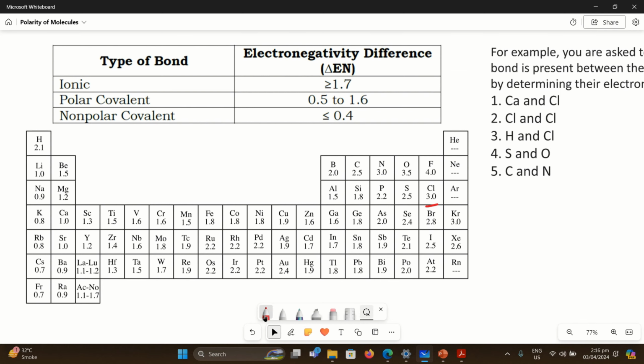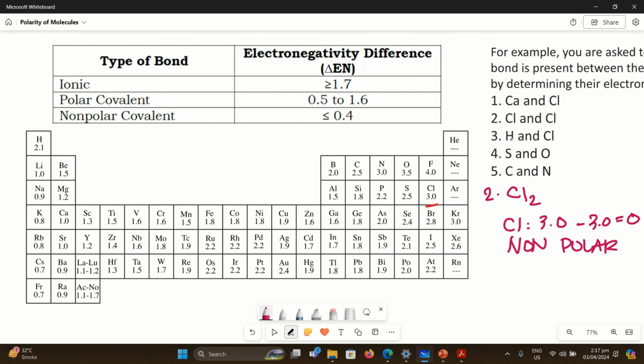Okay, number 2 is Cl. So it can be like this, that is its bond. Cl is 3.0. Of course, same with minus 3.0, that is equal to 0. So it means that is less than 0.4, which means it is non-polar.